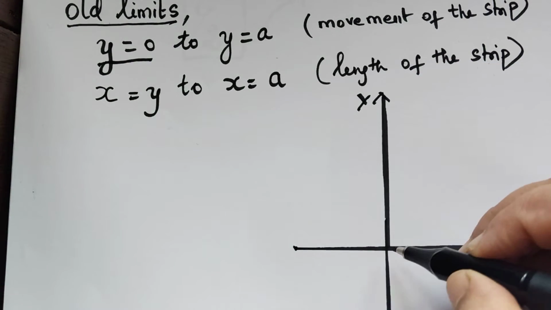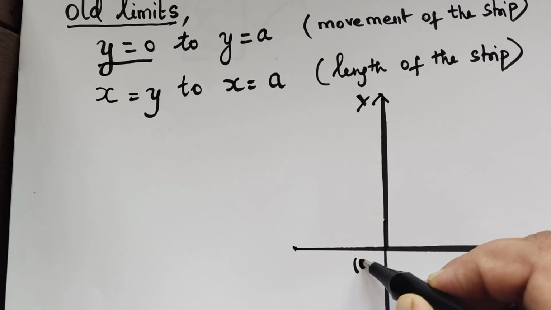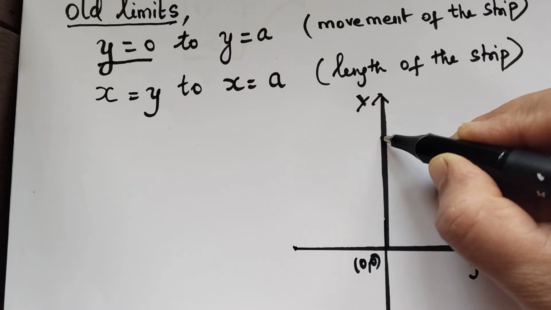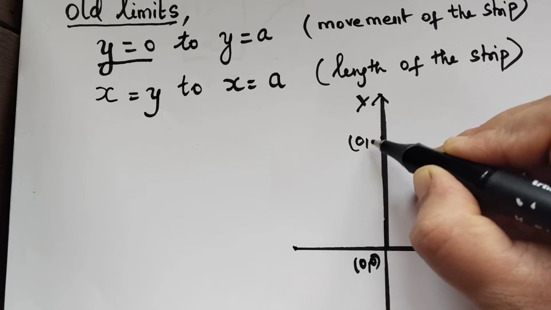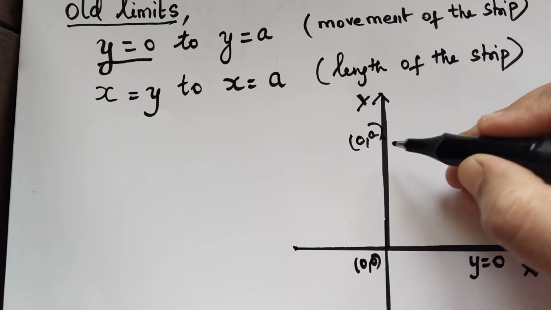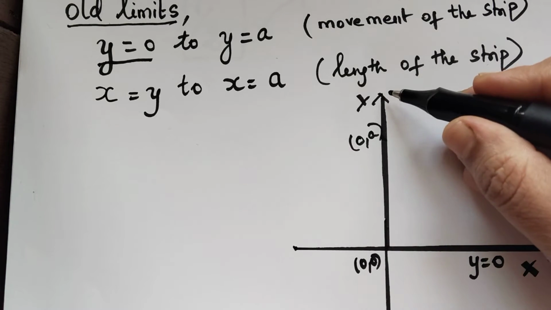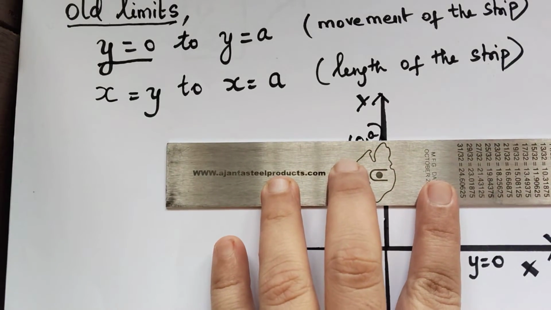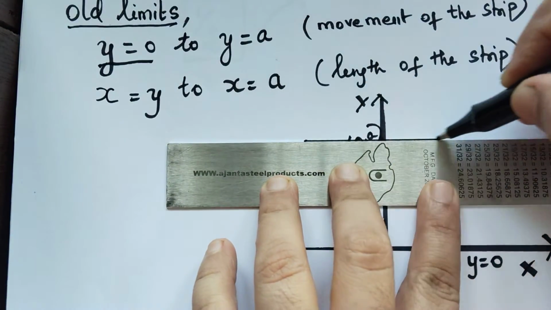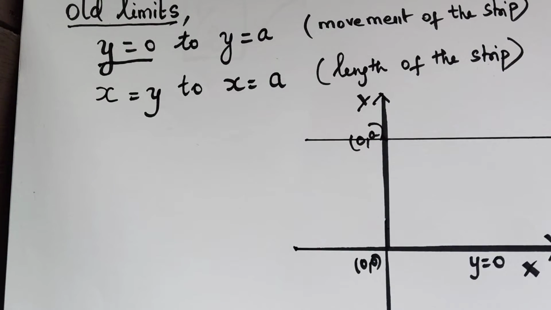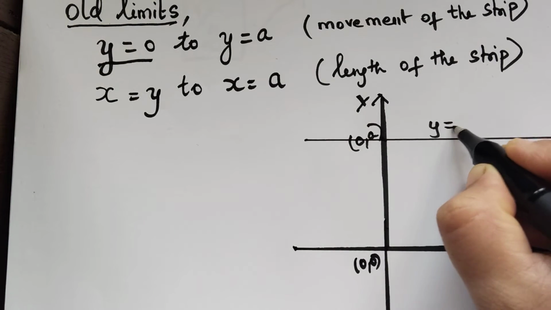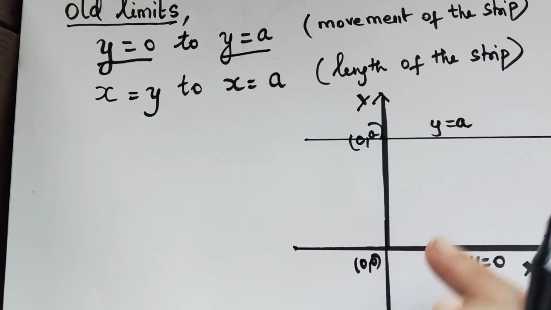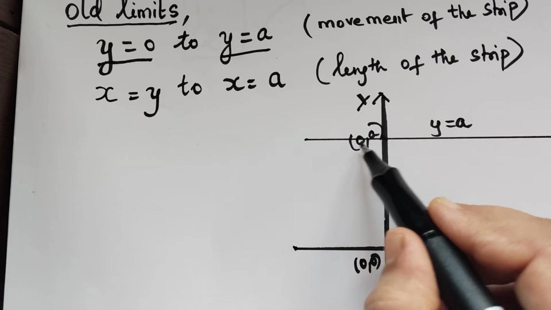At some distance there is a constant value a. This is the origin 0, 0, then 1, 2, and so on it goes. There will be a constant value a for y, so a point 0, a over here. The line drawn at that point gives the line y is equal to a. So I am done with these two: y equal to 0 is the x-axis and y equal to a is this line.